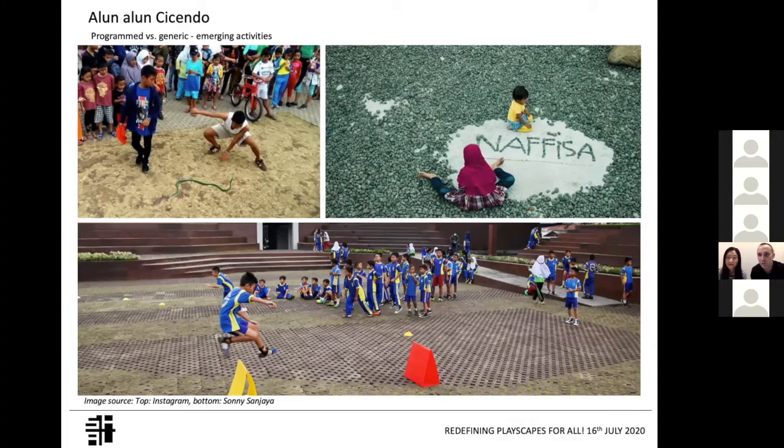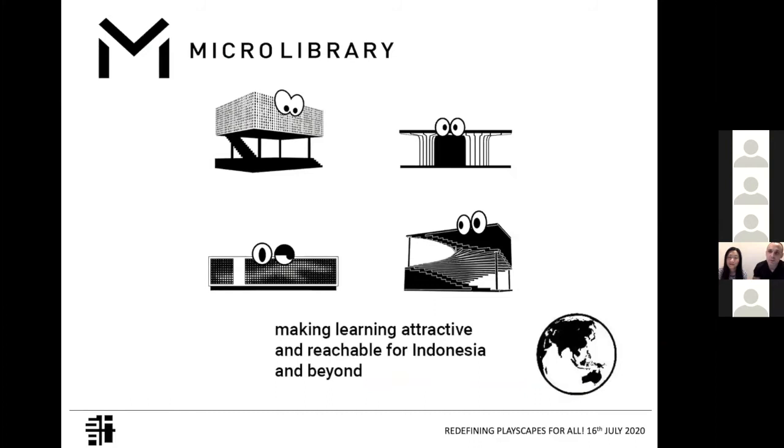Yeah, I mean, this was about the Alun-Alun Cicendo, and now we go away from the landscape projects to our microlibrary projects, and Daliana will explain about that again.